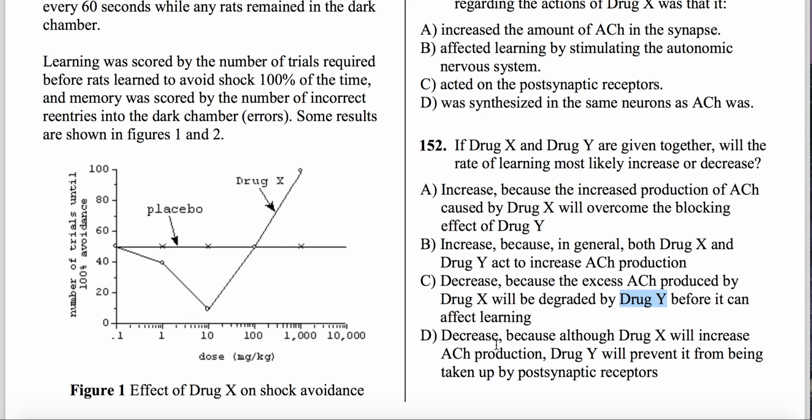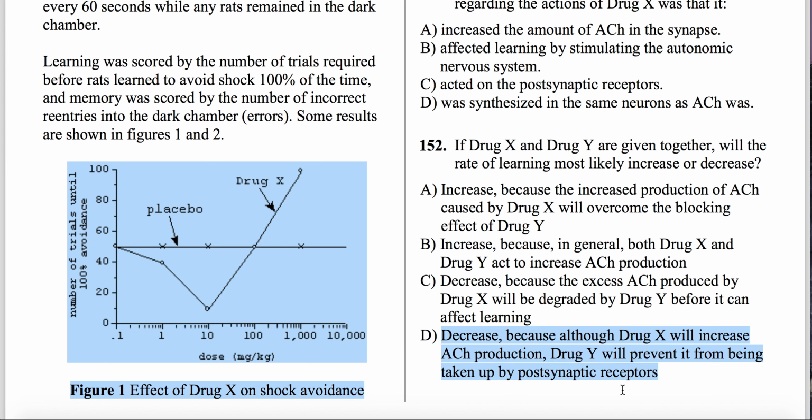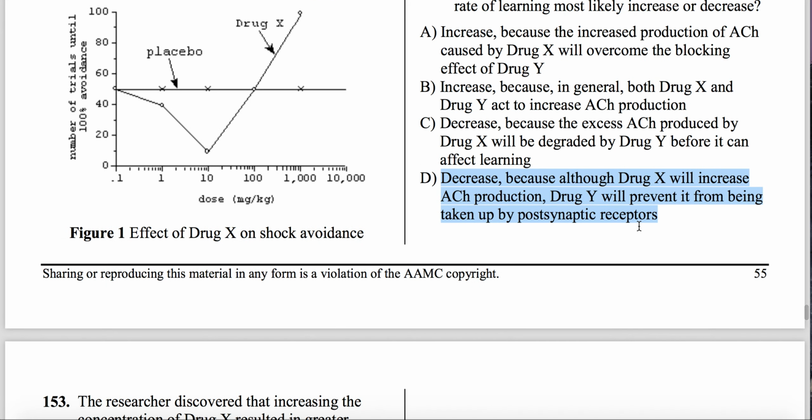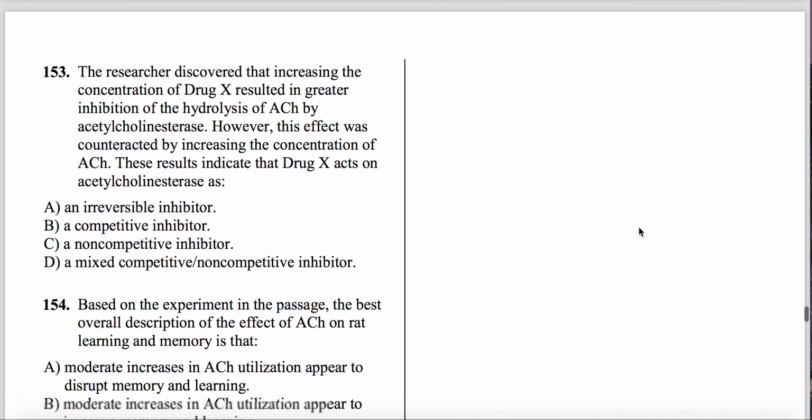So that's out. D, decrease because although drug X will increase acetylcholine production, drug Y will prevent it from being taken up by postsynaptic receptors. Taken up is a weird word. It's supposed to be binding. Taken up implies that it's going inside, but that's the correct answer. It should decrease, and it doesn't even matter if we have more acetylcholine, we have a non-competitive inhibitor, and it won't be able to do anything. It won't be able to bind to the receptor.